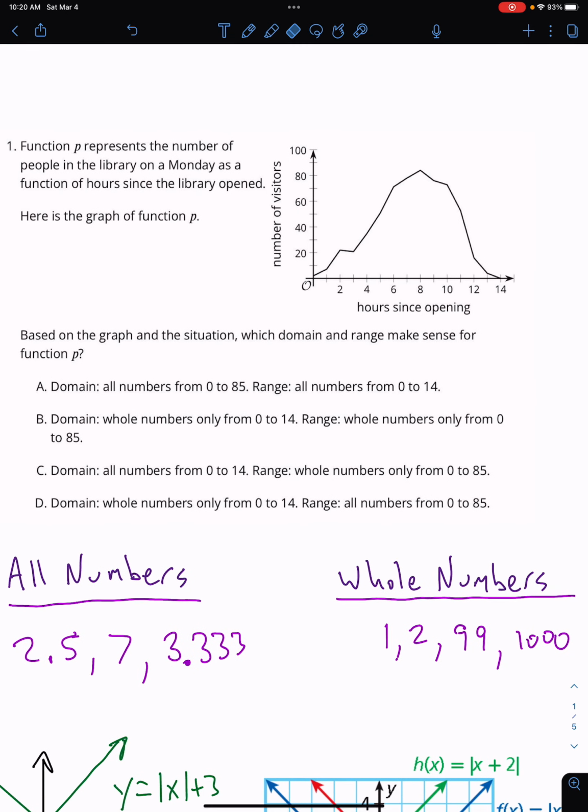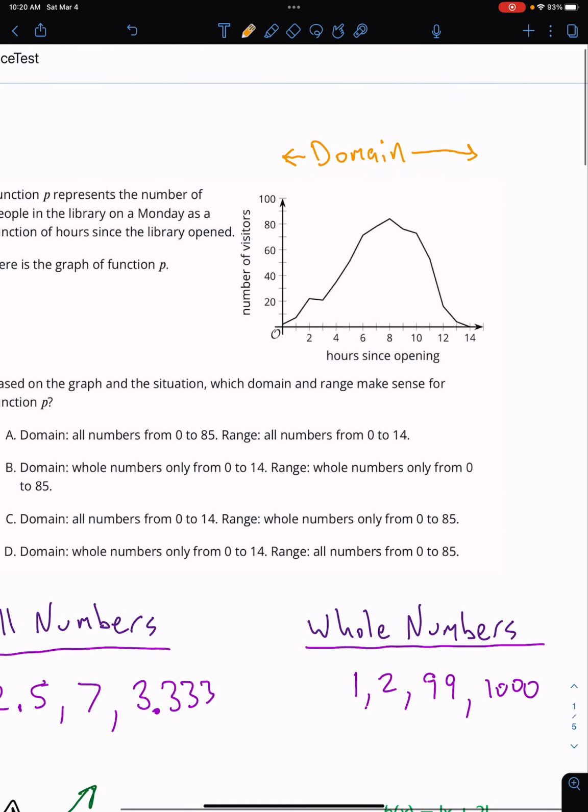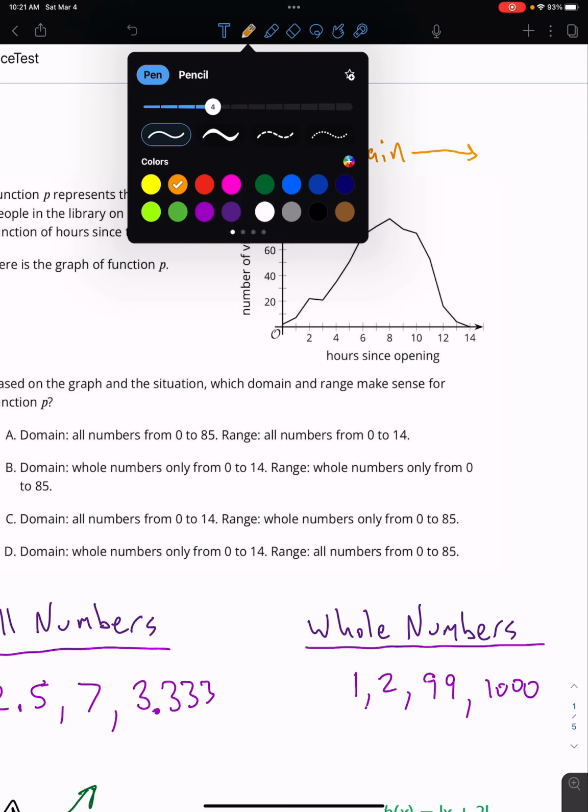First off, you need to remember what domain and range are. Domain is all the possible inputs on our horizontal axis. It goes left to right. It's all the x values. And here our domain is the hours since opening. And remember, range is all the outputs. It's those y values. Range goes up and down.